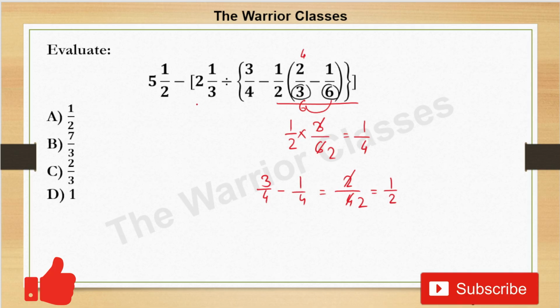Now we will solve this. 2 whole 1 by 3. Multiplying 2 and 3 is 6, plus 1, it is 7 by 3. And now 5 whole 1 by 2. So 5 2s are 10, plus 1, 11. 11 over 2. So the value of this term is 7 by 3, and it is divided by this term, 1 by 2.